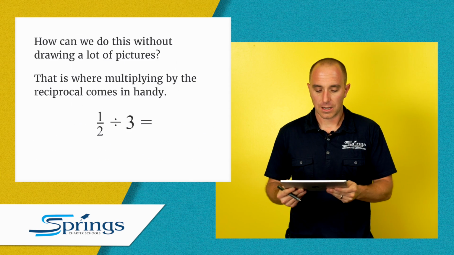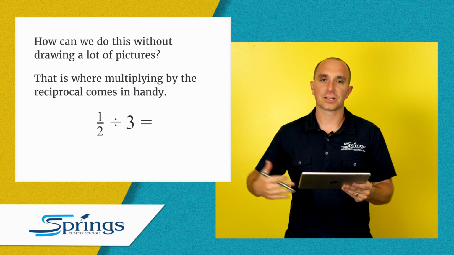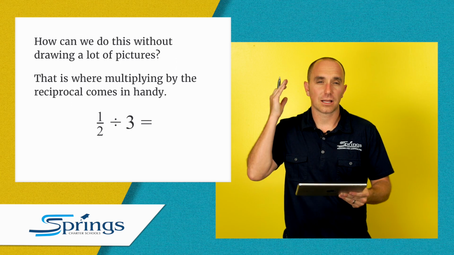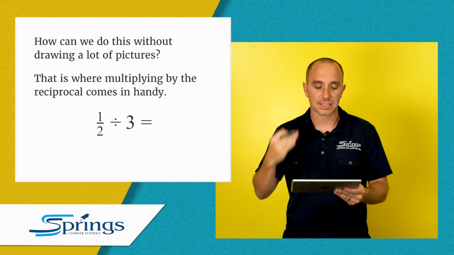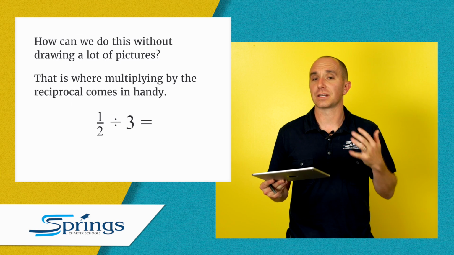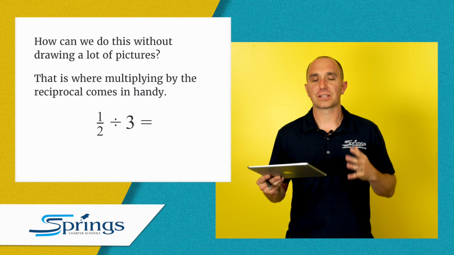Okay, so how can we do this without drawing pictures? Now, I know a lot of times I start out with pictures and we kind of move to the math part. As you know with me, I think a lot of times going through the math is a little more straightforward, makes a little bit more sense. And quite frankly, it's a little easier. You're not relying on visually representing things all the time. So that is where we multiply by the reciprocal, and that's where that really comes in handy.